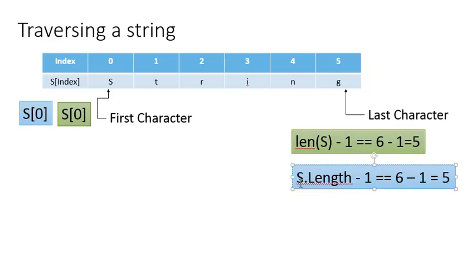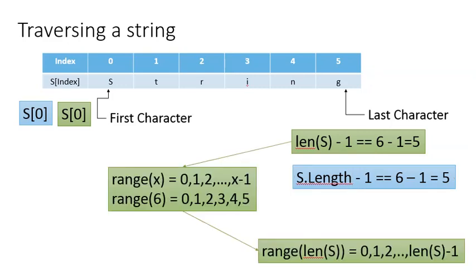uses a method call instead. So we go s dot length, which means look up the length of the string s. Again, it has exactly the same meaning. How many characters are there in the string s? In this case, 6. And the last character will be s dot length minus 1, which would be character number 5. If I went to try and go to s dot length, which is character 6, there's no character 6, I would actually get an error.